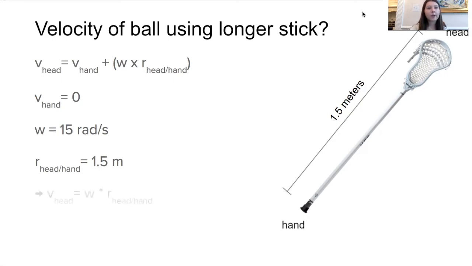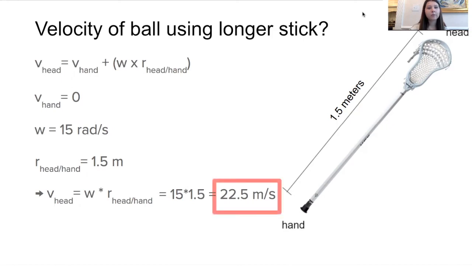When we plug in the values to our equation, we end up getting a velocity of 22.5 meters per second. So we can conclude that when the ball leaves the head of the long stick, it is traveling with a velocity of 22.5 meters per second.